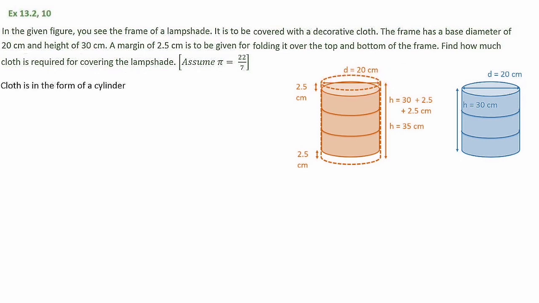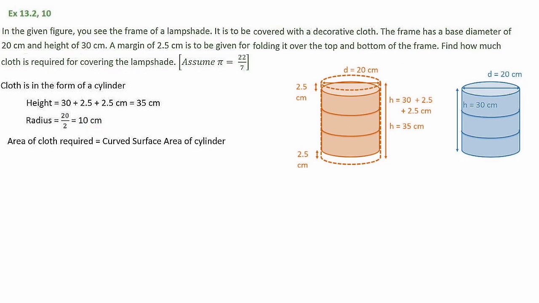Then cloth is in the form of a cylinder because we are covering the cylindrical shape. So the cloth also, of course, should be in the shape of a cylinder. Height is 35 centimeter. It is already explained how this 35 centimeter has come. Radius, no change, that is 20 by 2, 10 centimeter.